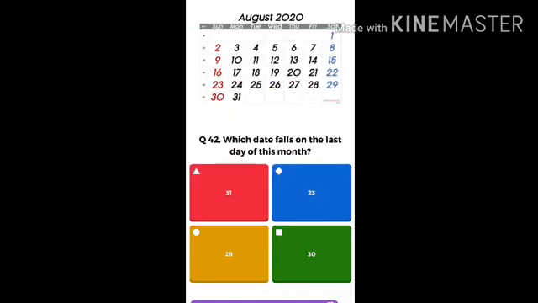Which date falls on the last day of this month? The last day of the month falls on Monday, and the date on this day is 31st. Right answer is 31.